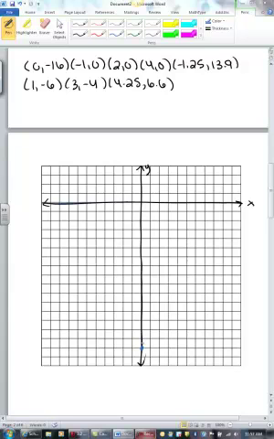Okay. We also have (-1, 0). This is one of my zeros. (2, 0), (4, 0). Negative 1.25, so negative 1 1/4, 13.9, which isn't a pretty easy one to graph, so we're going to hold off on that one for now. (1, -6), (3, -4).